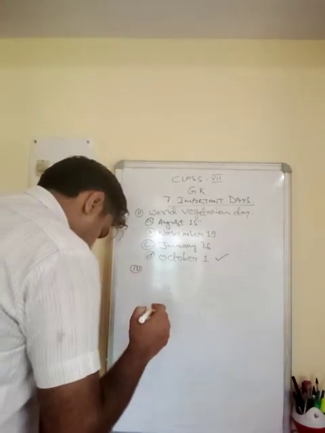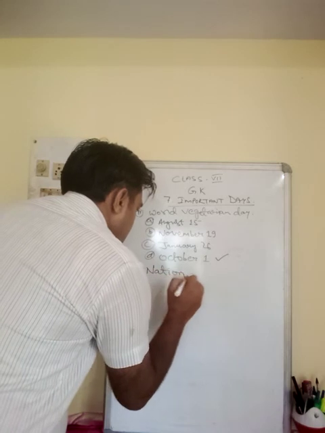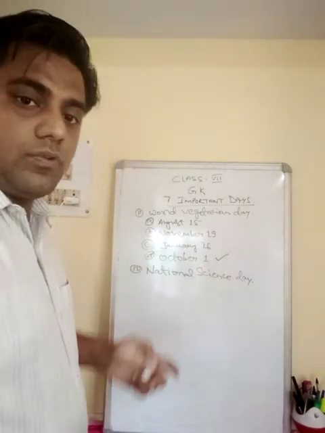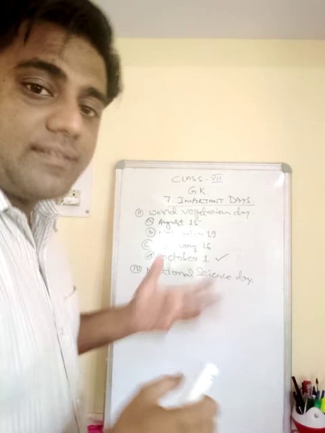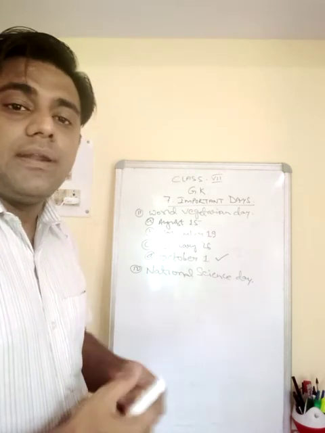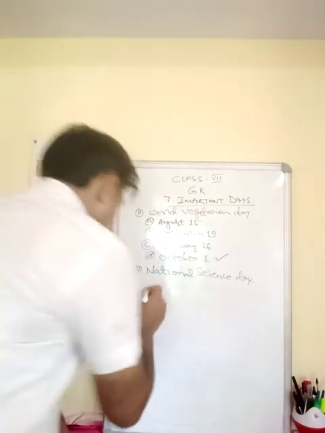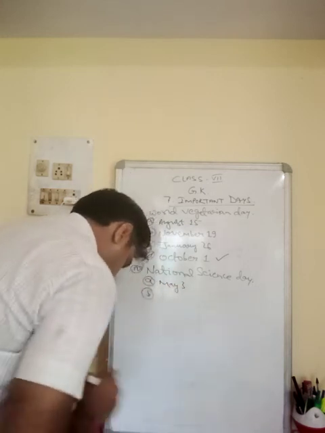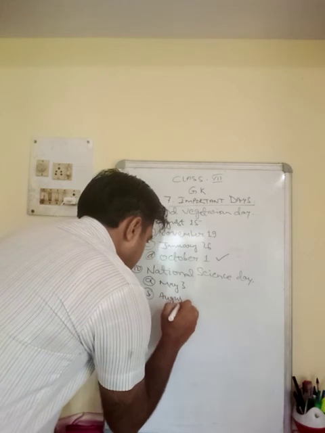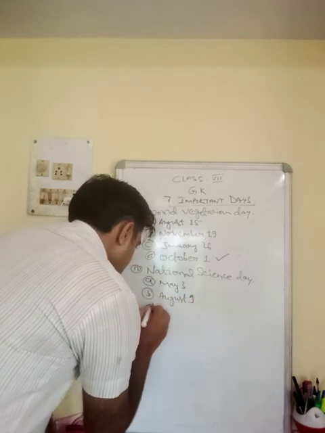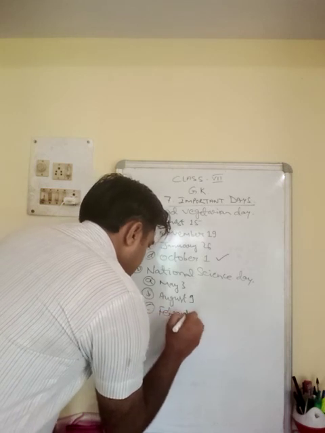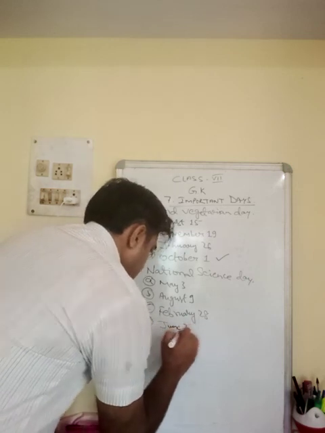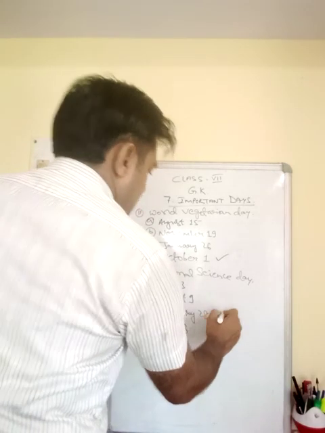And now moving on to the last one, number 12, you have National Science Day. This day in particular is celebrated to promote science, the study of science and technology, and to encourage the budding scientists of our country. And this is celebrated on, the options are May 3, August 9, February 28, and June 3. And children, the correct answer is February 28.